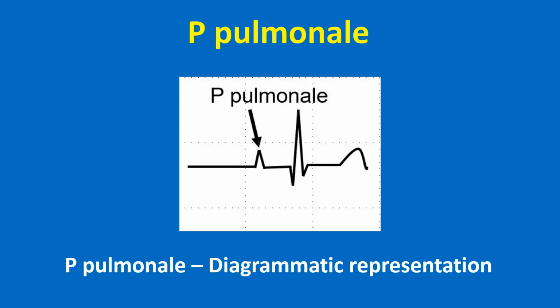Tall peaked P wave of right atrial enlargement seen in cor pulmonale is known as P pulmonale. The tall P of right atrial enlargement in congenital heart disease is called P congenitale. P wave axis is rightward in P pulmonale while it is leftward in P congenitale. The initial spike in V1 more than 1.5 mm is also a feature of right atrial enlargement.